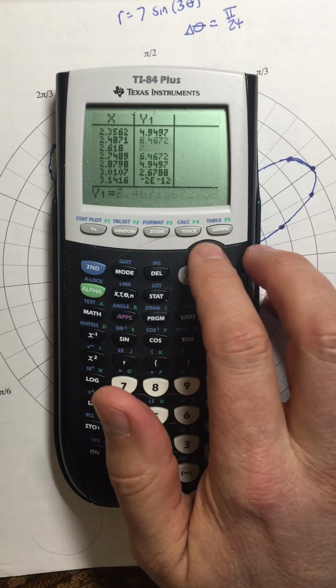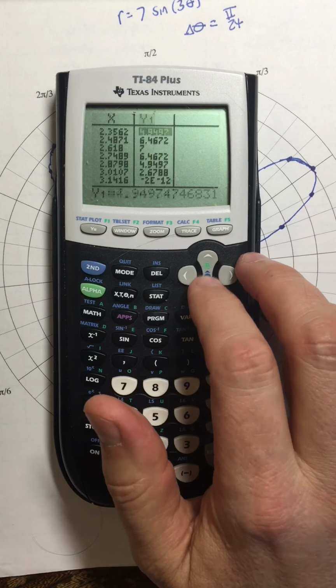Another thing I thought was interesting, you'll see this happen a lot in your calculator. You get things like this, 2e to the negative 12. Of course that's scientific notation. It means 0.00000000002, and of course it's really 0.